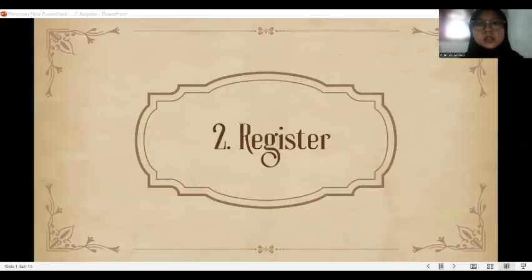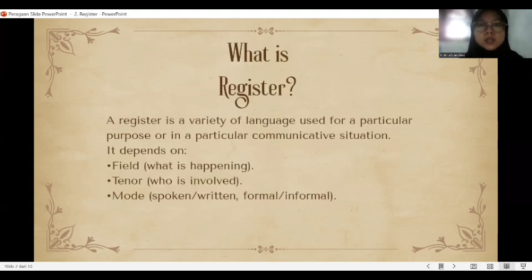And this is the topic 2, that is register. What is register? A register is a variety of language used for a particular purpose or in a particular communicative situation. It depends on, the first is field, what is happening. The second is tenor, who is involved. And the third is mode, spoken or written, formal or informal.